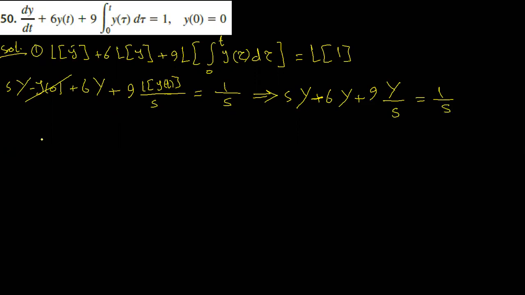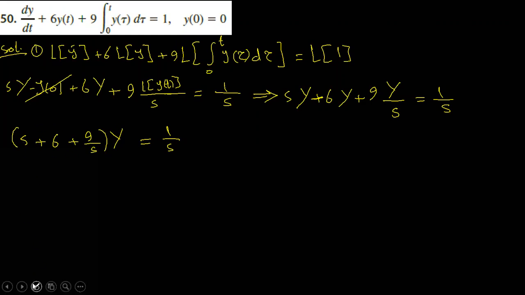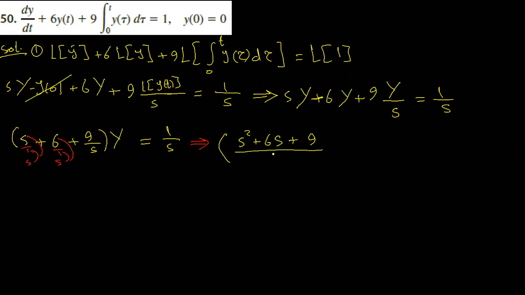Now I'm going to take Y capital as a common factor, equal 1 over s. So I have s plus 6 plus 9 over s. For me, I'm going to find the common denominator for those. So I'm going to multiply by s here. Here the denominator 1, and here the denominator 1, multiply here by s and here by s, up and down. So what do I have now? I have the following. Let me write in details. So I have s squared plus 6s plus 9, all divided by s, Y capital equal 1 over s.